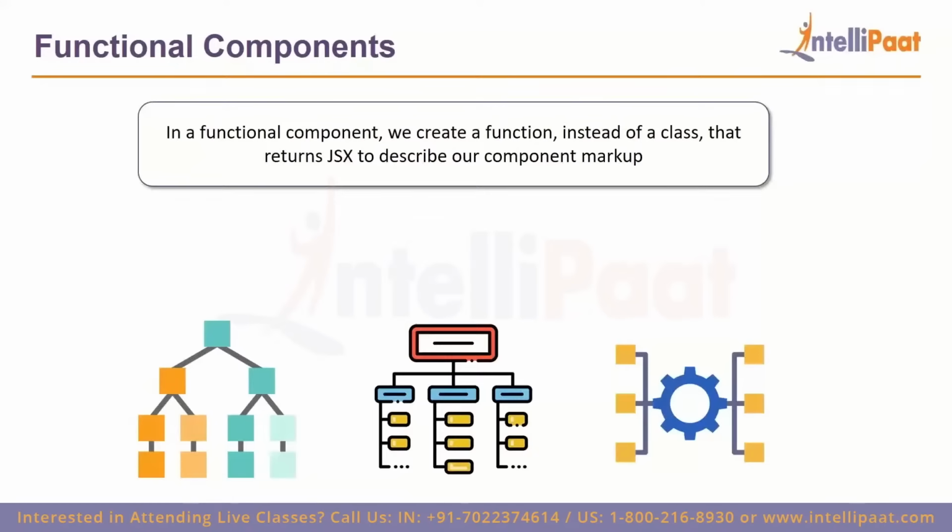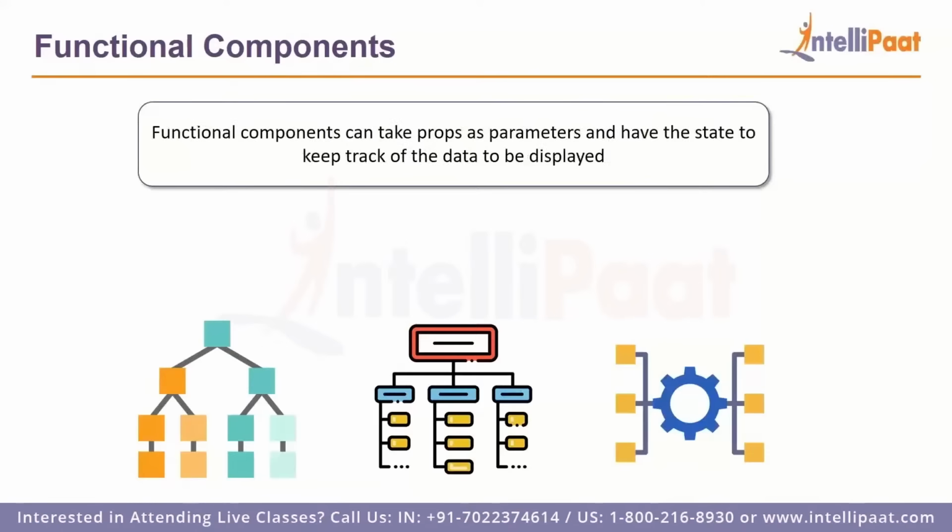That function is supposed to return some JSX to describe the component markup. That JSX may be littered with some function calls here and there, which also can hook into the React ecosystem and allow us to describe what should happen. Now, functional components take props as parameters and have state to keep track of the data to be displayed. It's very similar to class components, but in class components, we take props in the render function, whereas here the component function takes in the props. And we'll take a look at that. That simplifies our code greatly.